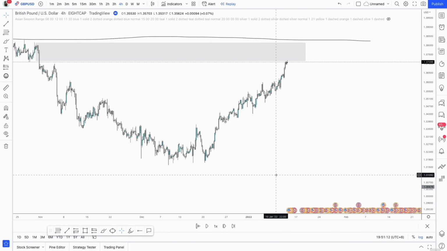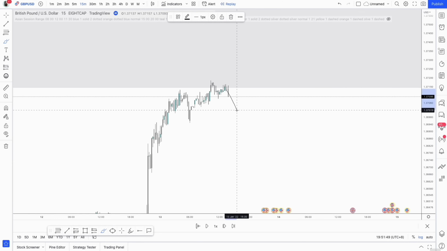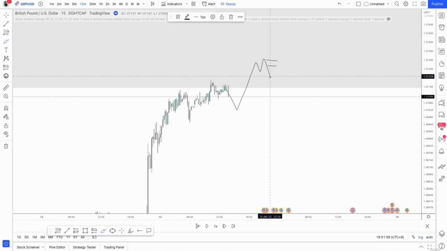So we want to see some false inducement, some push down, which will get all of the early sellers into the market. And then once they take out all the early sellers and then give a change of character, then we are going to get into our entry. And that's exactly how we're going to play this one. And so if you can see, that's exactly what happens.